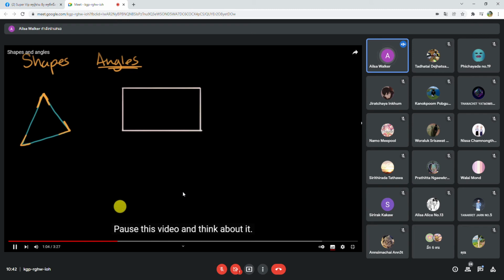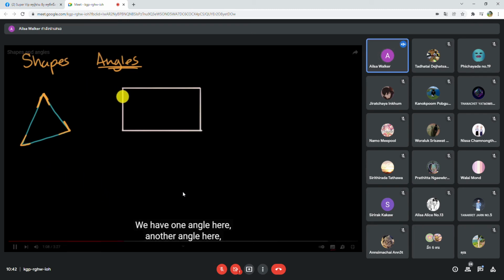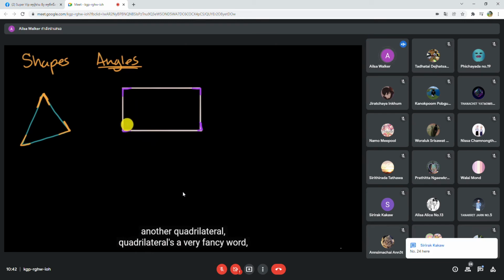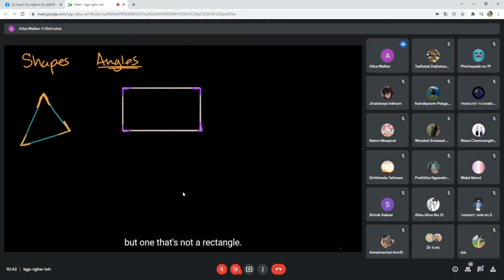Let's look at the video and think about it. Well, we can see the angles. We have one angle here, another angle here, so 2, 3, and 4. So not only does a rectangle have 4 sides, it also has 4 angles. Now what if I were to give you another 4-sided figure, another quadrilateral? Quadrilateral is a very fancy word, but it really just means 4-sided figure. But one that's not a rectangle.